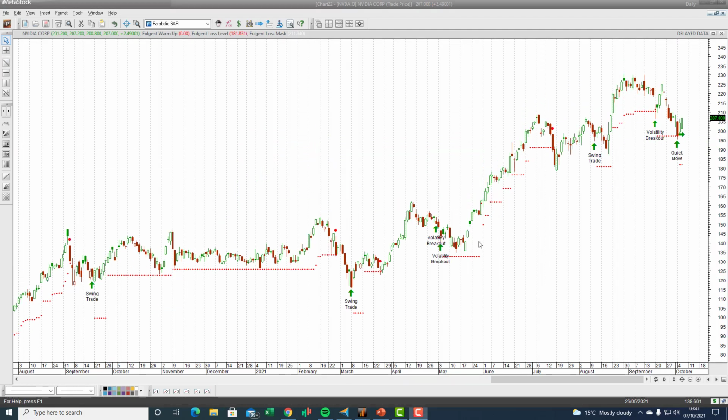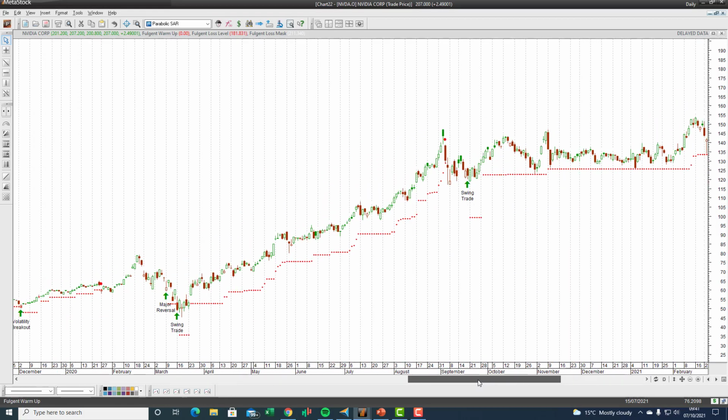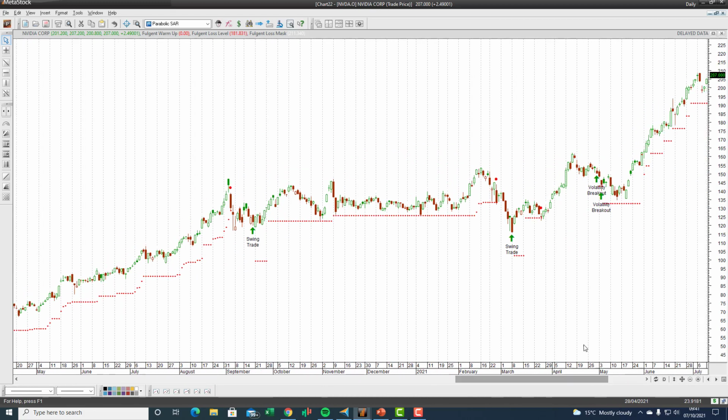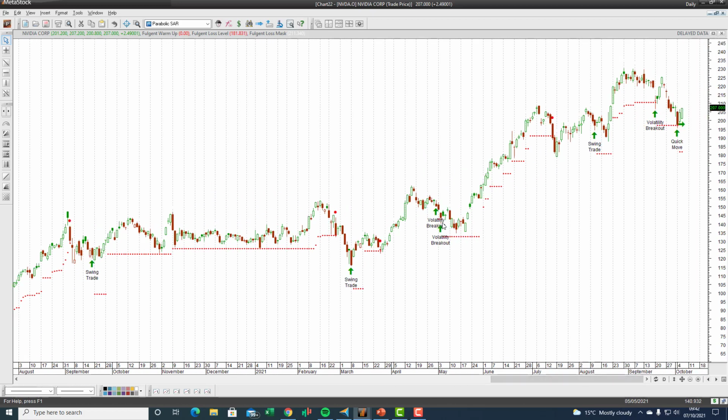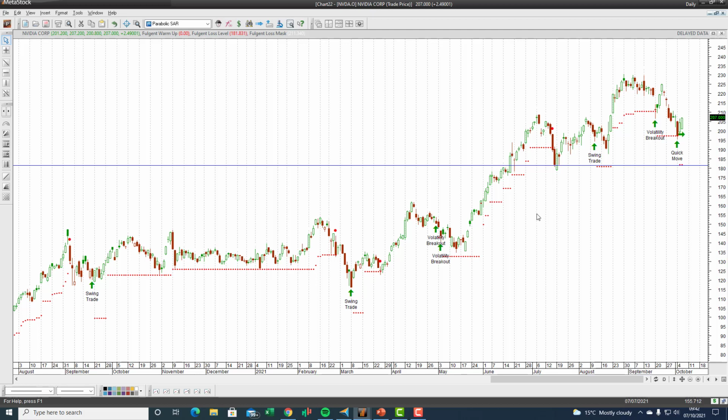Here's another great name that I trade, NVDA. Fantastic move, captured this April, May, June, July rally. Beautiful rally there. Then a swing trade that lasted many, many months as the stock was coming out of this base. Another swing trade there. Volatility breakout, and this volatility breakout lasted for about 2 months. And then banked that profit move. Then another swing trade to capture the ultimate high there. And now we've got a new quick move signal on NVIDIA with a trailing stop between 185 and 180.